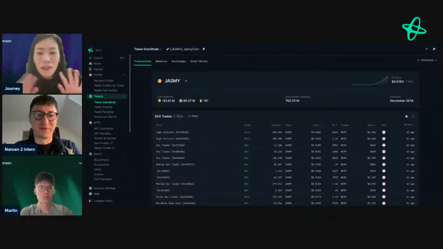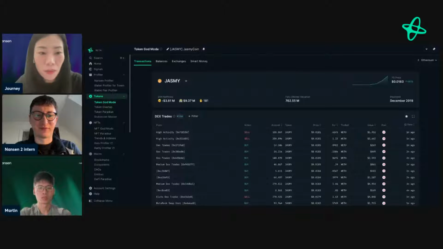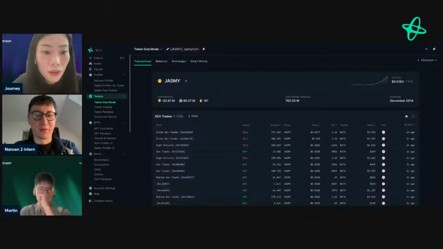Again, like I always say, there are a lot of things happening in crypto. It's impossible for you to capture everything. Sometimes it takes risks as well, so it depends on your strategy. But this is one of the examples I think would be very valuable for signal alerts.